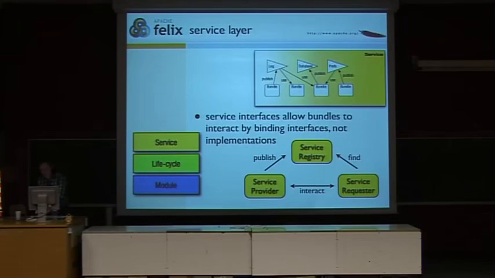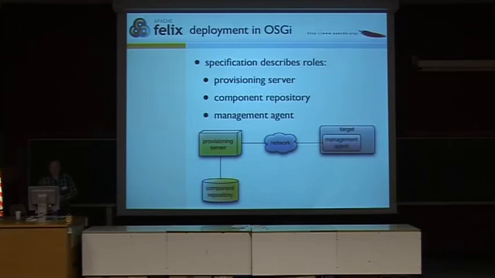So that's basically the OSGi framework itself. Now on to deployment. If you look at the specification and what it describes about deployment, it only specifies a couple of very generic roles. It says you have this management agent, which is just a bundle that you install into your framework, and it is responsible for installing and updating components. It talks over the network to some provisioning server, which has some component repository where you can get new stuff from, and that's basically all that was defined about how to provision components to a system.